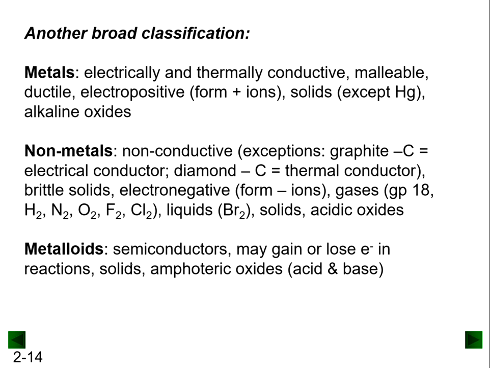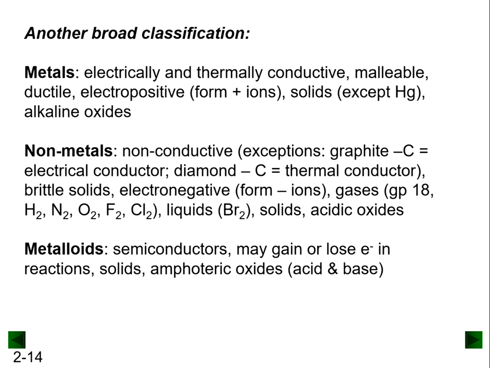Nonmetals are generally non-conductive, both thermally and electrically, and there are two exceptions. One is graphite. Graphite is an elemental form of carbon that is an electrical conductor, and diamond is an elemental form of carbon that is a thermal conductor. Diamond is an electrical insulator but thermal conductor, which makes it important for technological applications. Nonmetals tend to be brittle when they are in solid form. They tend to be electronegative, that is, they form negative ions in their compounds.